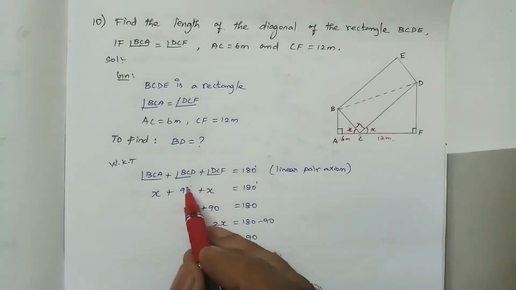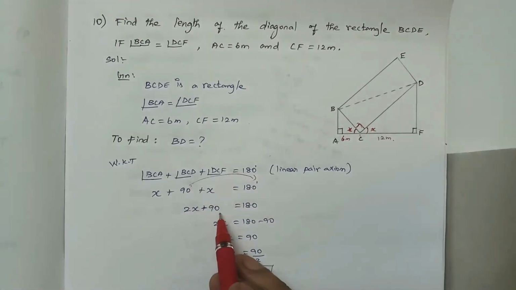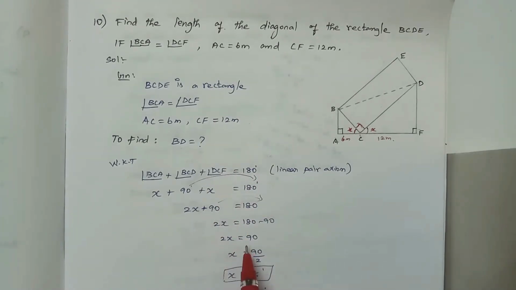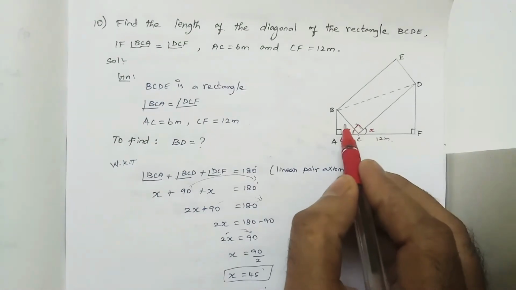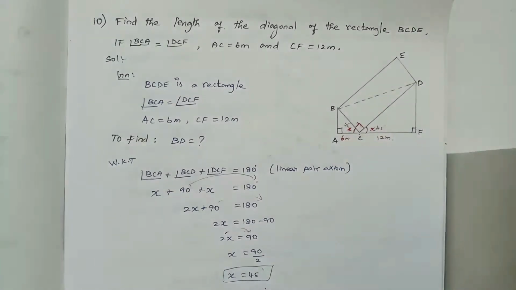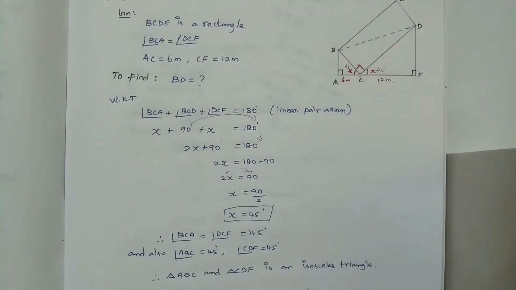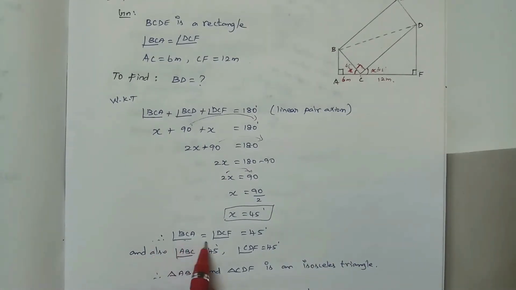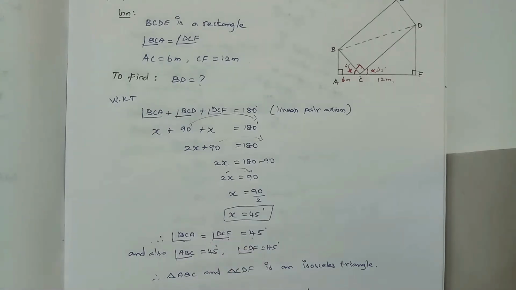Taking this 90 degrees to the RHS: 2x plus 90 degrees is equal to 180 degrees. Then 2x is equal to 90 degrees. Taking 2 to the RHS, x is equal to 90 by 2, so x is equal to 45 degrees. This is 45 degrees, then this also will be 45 degrees. Now we got it. Therefore angle BCA is equal to angle DCF is equal to 45 degrees.